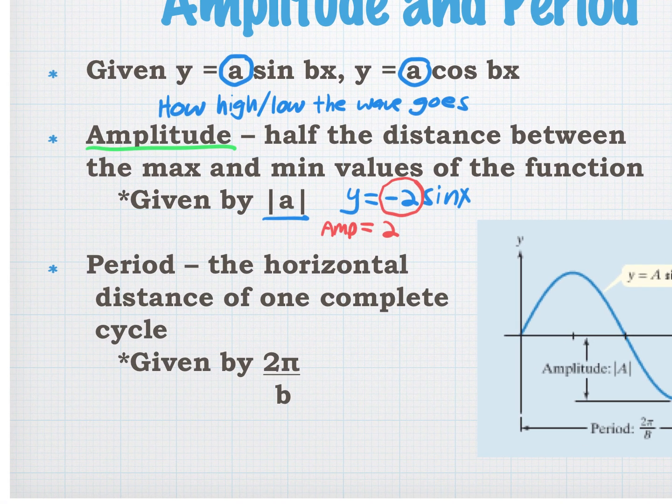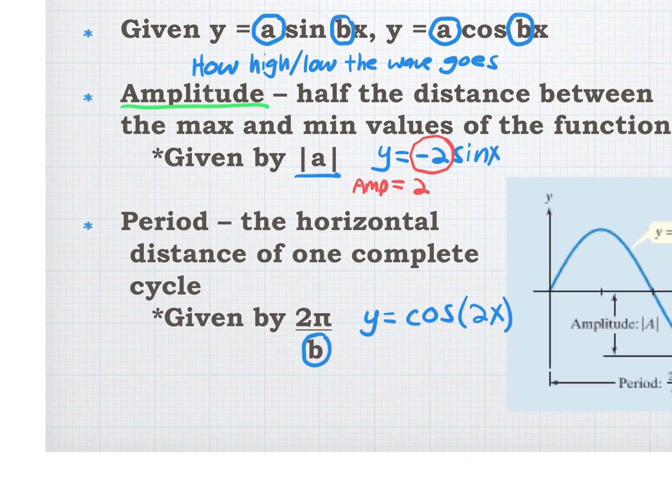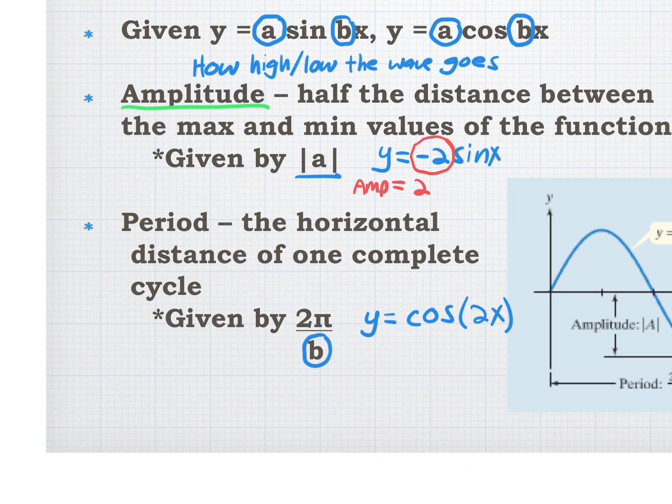The period represents one complete cycle of a sine or cosine function, and it's always going to be given by 2 pi divided by b. B is always the number inside of sine or cosine that's being multiplied with the x. Let me give you an example. If I have y equals cosine of 2x, what is our b value? Our b value is 2, so to find the period, it's going to be 2 pi divided by that number.